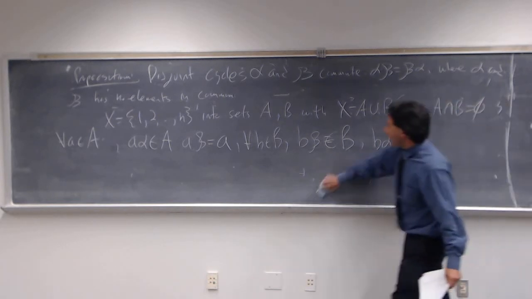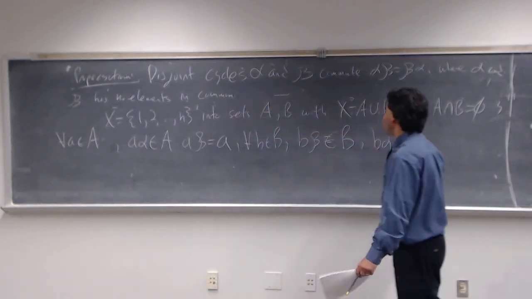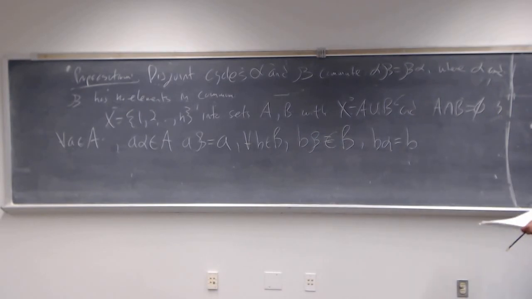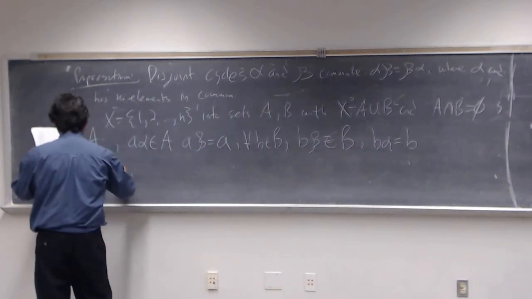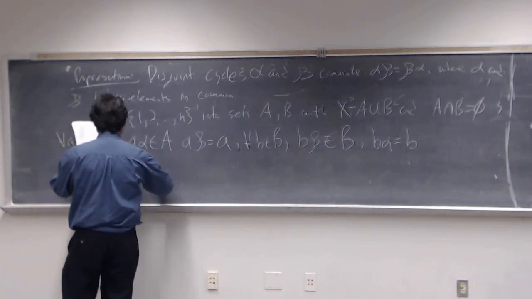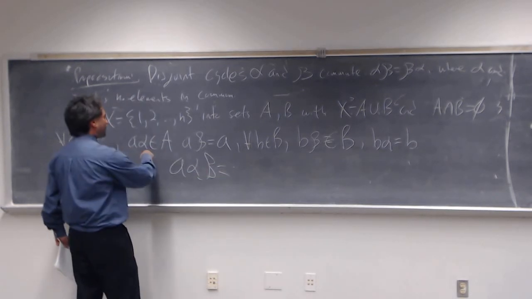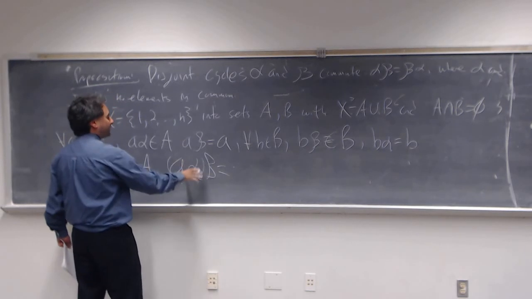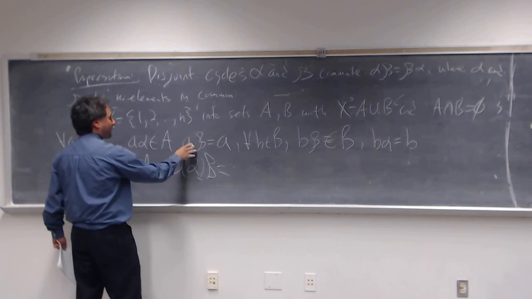The elements that we see in alpha definitely go here. The elements that are in beta go here. The elements that are in neither, it doesn't matter. We can put them someplace. It will still be a true statement. So let's see what happens. Then for all a in A, what happens? Let's look at a alpha beta. Well, a is in A, so a alpha is in A. So this is an element of A. But then if it's in A, that means beta doesn't do anything to it. So beta of that element is fixed.